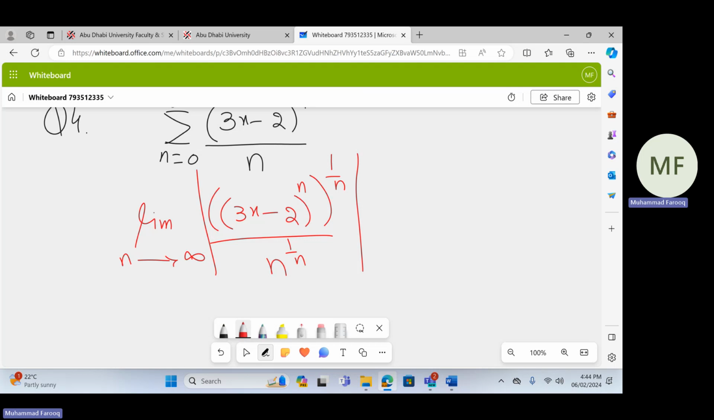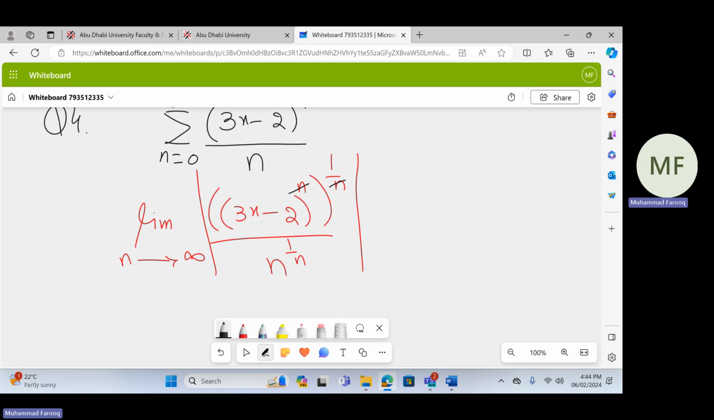I have a numerator and a denominator. I apply the 1 by n power to the top and the bottom. Agreed? Very good. What happened here? This is cancelled out, and the denominator is n to the power 1 by n, with n going to infinity. How much is that? It's 1. Very good, it becomes 1.